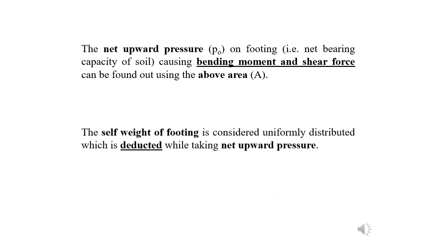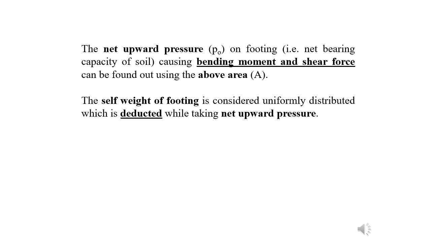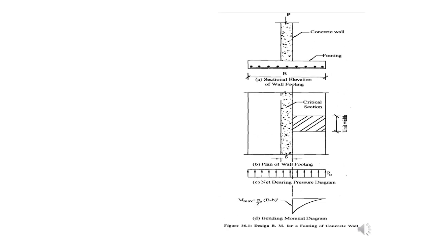So you shall see here what it says, that the self weight of the footing, means the bottom part of the foundation, is considered uniformly distributed, which is deducted while taking the net pressures. That means we are not going to consider the value of P dash. P dash was the self weight of the footing, that we are not going to consider here. So net upward pressure will be equal to P by. Now we can see the figure here. This will clear all the things.